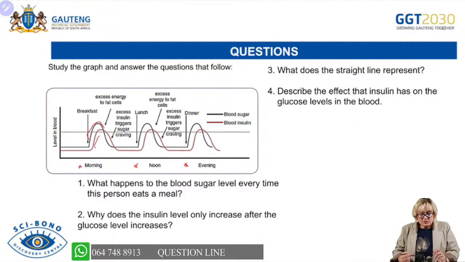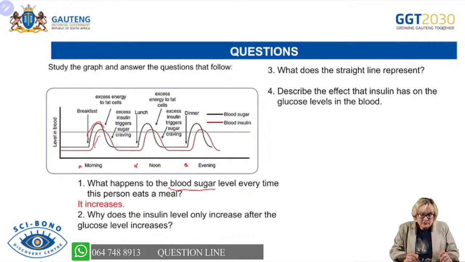Let's look at the questions. What happens to the blood sugar level every time this person eats a meal? We've just said we see the blood sugar or the blood glucose level is increasing. It increases, all right? Why does the insulin level only increase after the glucose level increases?